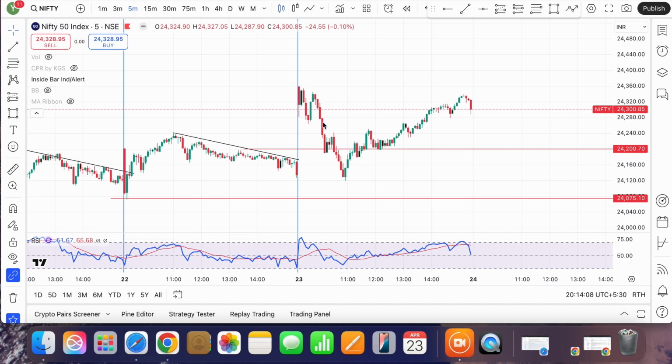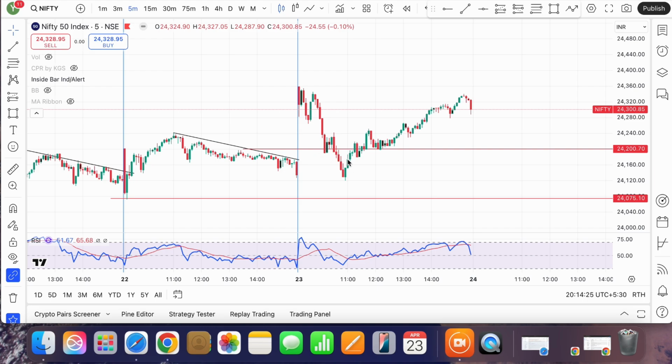So a short was taken around here once this low was broken down. This was the pullback. The SL was here. I got very good momentum on the downside right here at the start of the day. Again, it gave a small pullback, and once this low was broken out, this is where I added some more quantities.